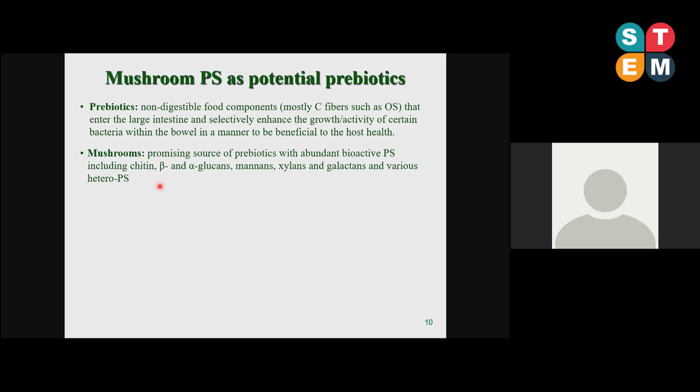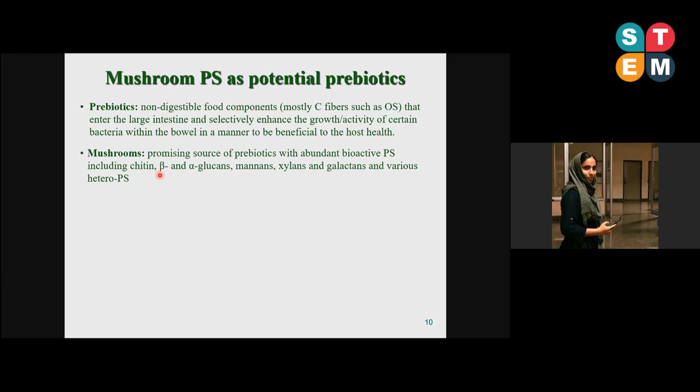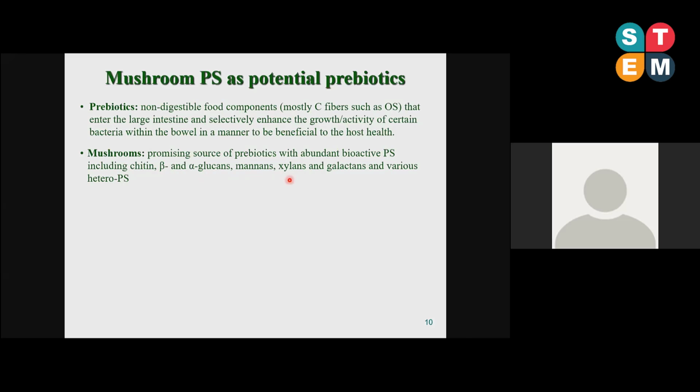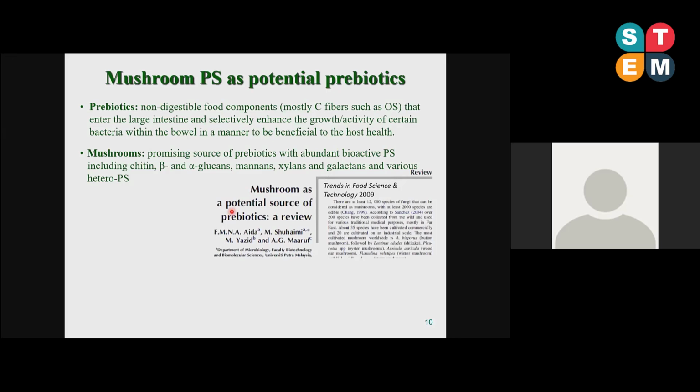Mushrooms are a promising source of probiotics, with abundant bioactive polysaccharides, including chitin, beta-glucans, mannitol, xylan, and so on. There are many non-digestible polysaccharides. Also, they are bioactive. Their bioactivity may be related to the gut microbiota. This is not recent already. Ten years ago, a review paper said that mushroom has potential as a source of prebiotics.